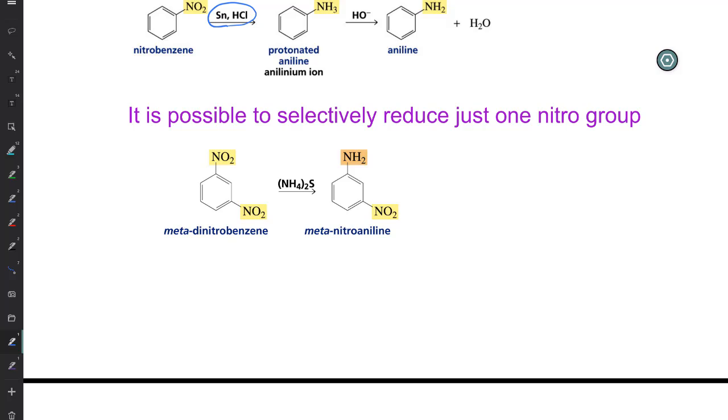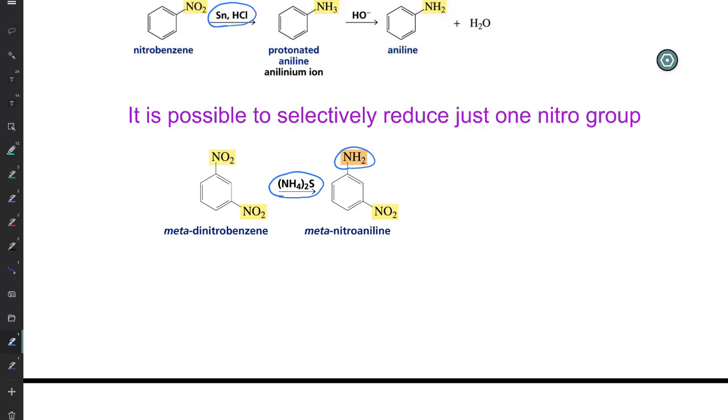You can also selectively just reduce one nitro group, it turns out, using this ammonium sulfide compound, and that will reduce a single nitro group to NH2.